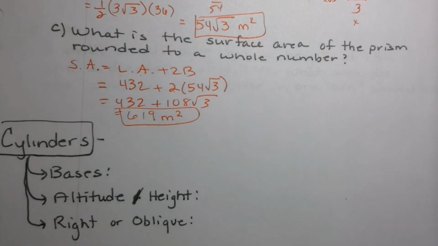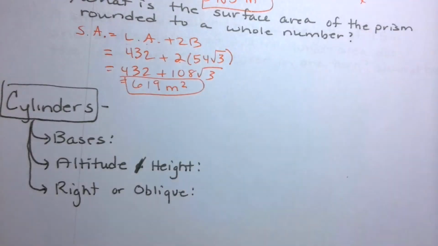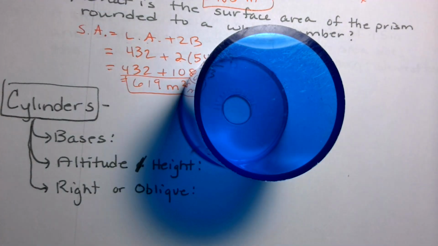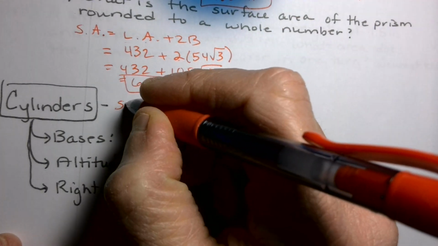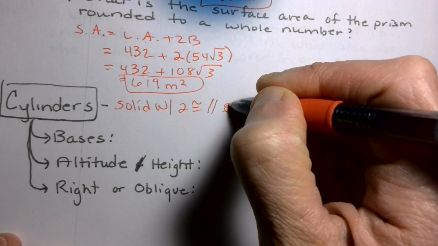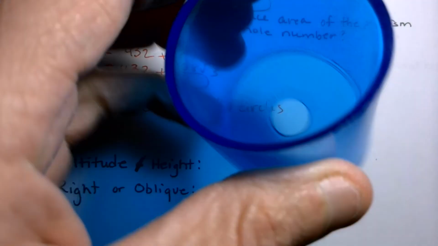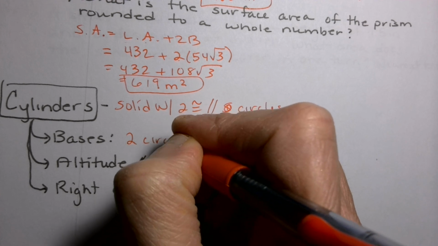All right, kind of a little bit of a long section. We have to talk about cylinders now. So I'm going to put my prisms away. And lo and behold, I have a cylinder. So now a cylinder, of course, is similar to a prism. It is a solid with 2 congruent parallel circles. So my 2 circles, there's one, and flip it over, there's the other. Okay. The bases are the 2 circles.